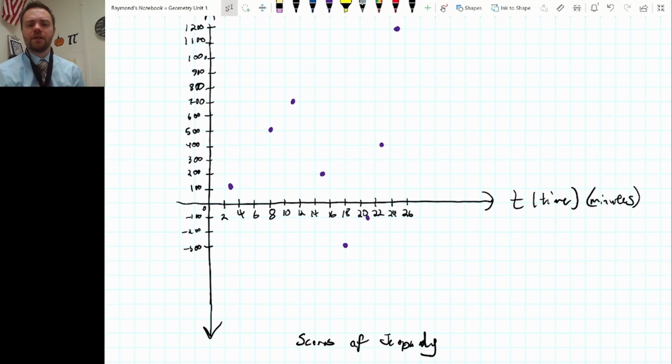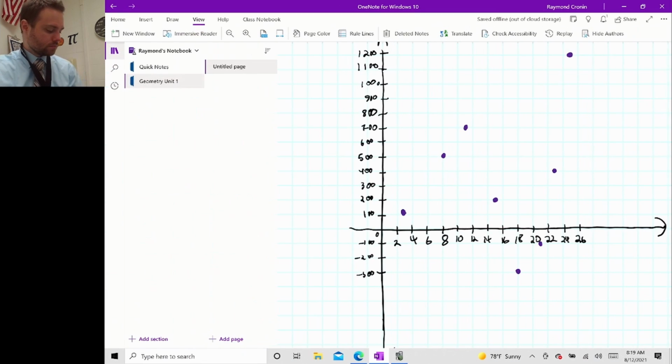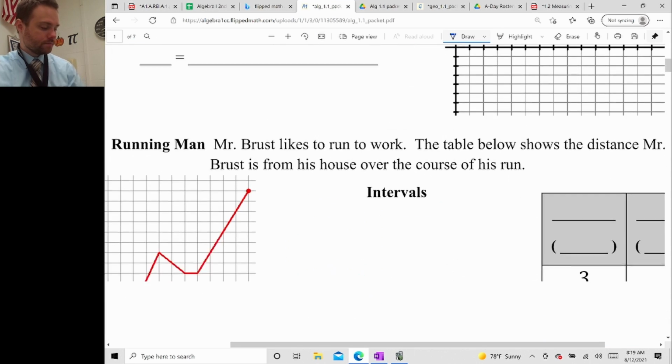And what you'll notice is that, right, things are not linear in Algebra 1. Things start to become nonlinear, and even more so in Algebra 2. And so now we're going to do this kind of backwards. So let's take a look down here.